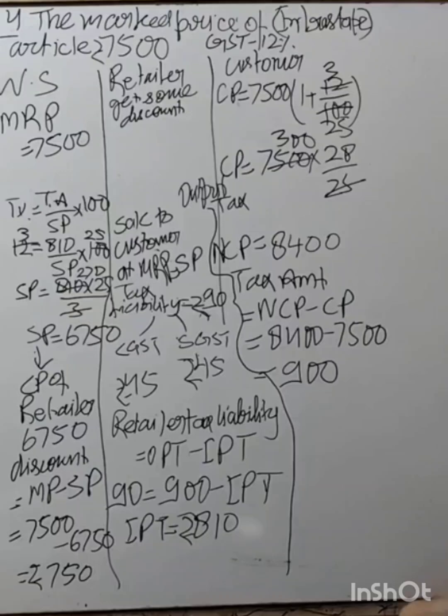900 minus 90, how much is it? 810. Plus 12% tax.